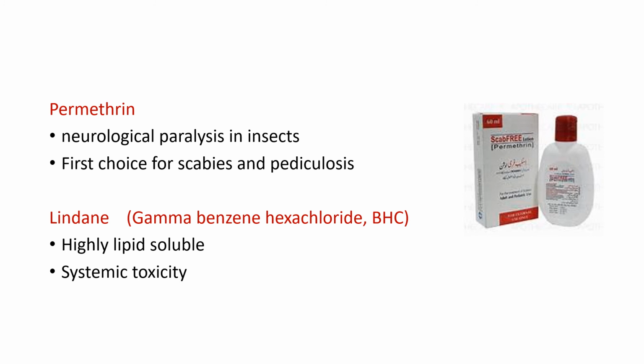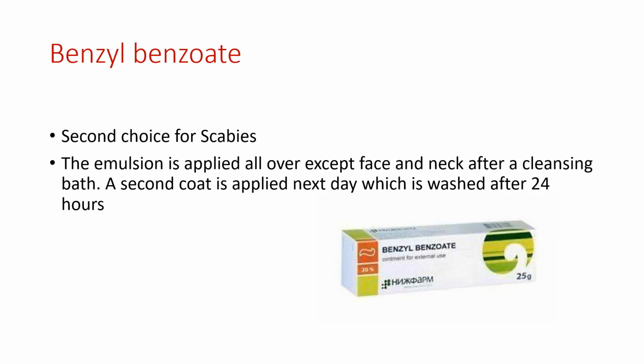So permethrin, it acts by causing neurological paralysis in insects and it is the first choice of drug for scabies and pediculosis. Lindane is otherwise called gamma benzene hexachloride. It is a very highly lipid soluble drug. So because of this lipid solubility, it causes systemic toxicity. Okay, so it is not the first choice of drug for scabies and pediculosis. And benzyl benzoate, this is the second choice of drug for scabies after permethrin.